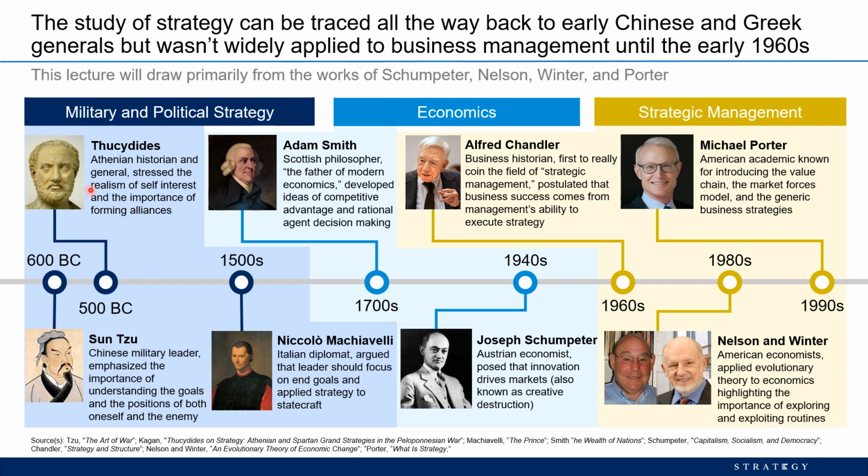Moving on to Thucydides, he was an Athenian historian and general. He really stressed the importance of realism, which is really a precursor to irrational agent behavior that would become a foundation for modern economics. In the 1500s, we had Machiavelli, who really popularized the use of strategy in more the political sphere outside of just military.